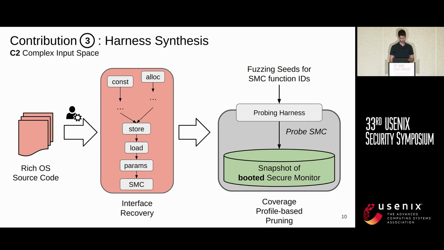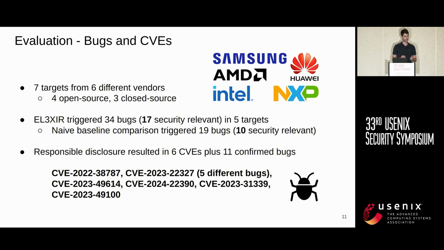For our evaluation, we tested EL3XIR against 7 targets of 6 vendors. 4 were open source and 3 closed source. And overall, we found 17 security-relevant bugs with EL3XIR. Compared to a naive fuzzing baseline, we found more bugs. And in summary, we got 6 CVEs assigned out of those 17 bugs by the affected vendors.